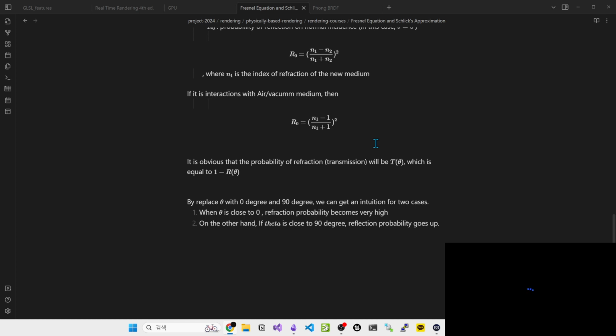So 60 degrees, I quickly convert it to radians. That's more or less 1. And so R of 1 is 0.2. This means 20% chance of reflection, 80% of refraction. This seems to be in line of what I see here, but this is just my expectation.